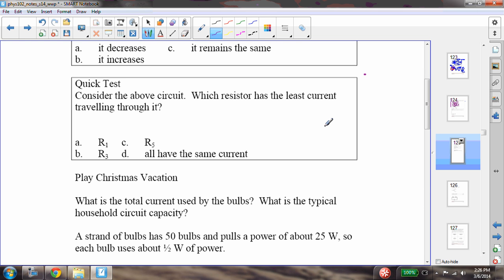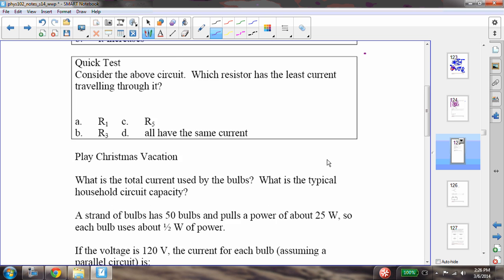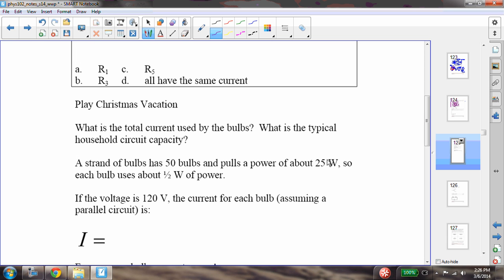But first of all, the total current used by the bulbs. Well, if we assume that a strand of bulbs has 50 bulbs and it pulls a power of about 25 watts, then we can assume that each bulb pulls about a half a watt of power. Then we want to estimate how many bulbs there are, and then we'll move from there.